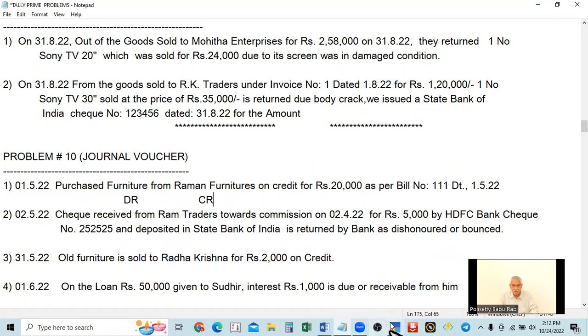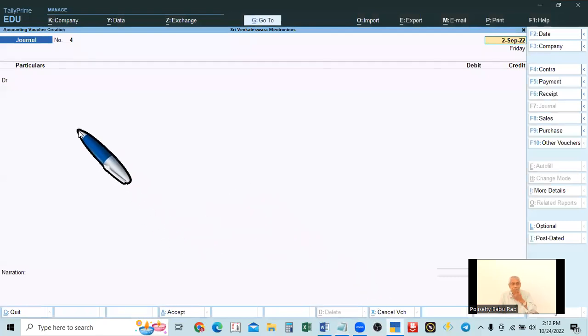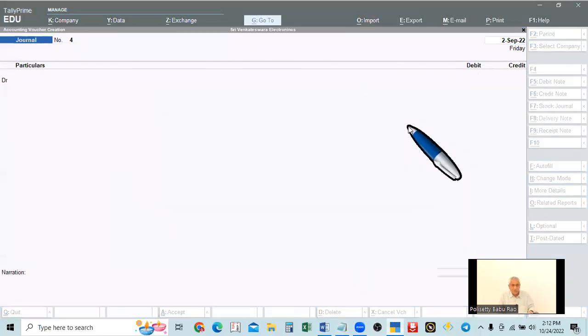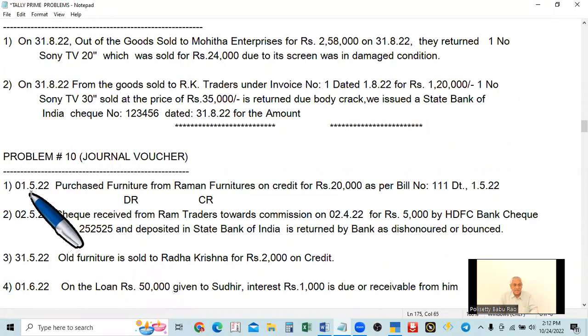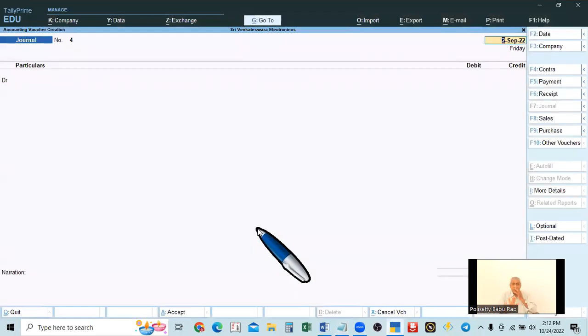Okay, so now we will go to Tally. Here, first of all, we have to change the date. What is the date here? 1/5/22. So when we are making the entry, first we selected the voucher. We are ready with the voucher. Now we are starting recording. When we are recording, the first field will be the date, that is 1st May.